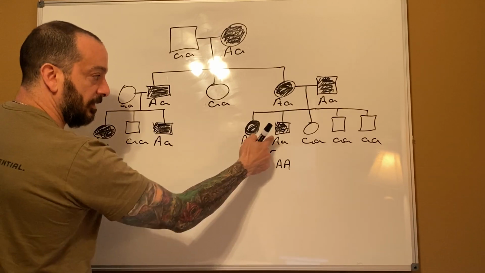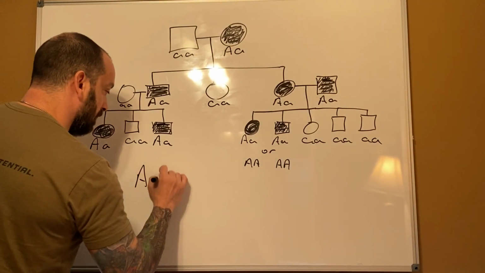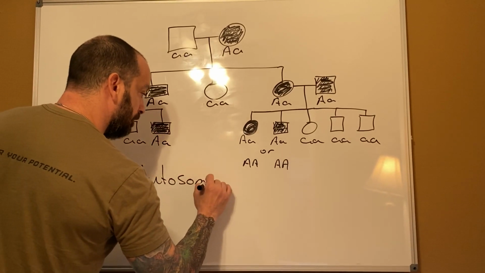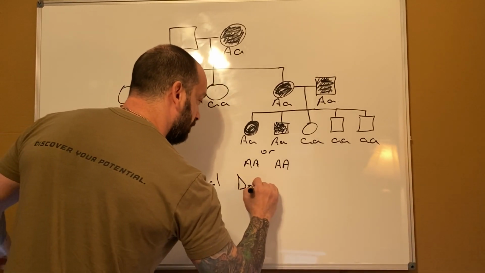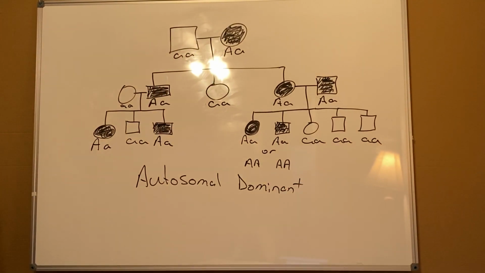Here it could be an either or. So what we know here, the answer here is autosomal dominant. All right, so that's the answer for number 2.